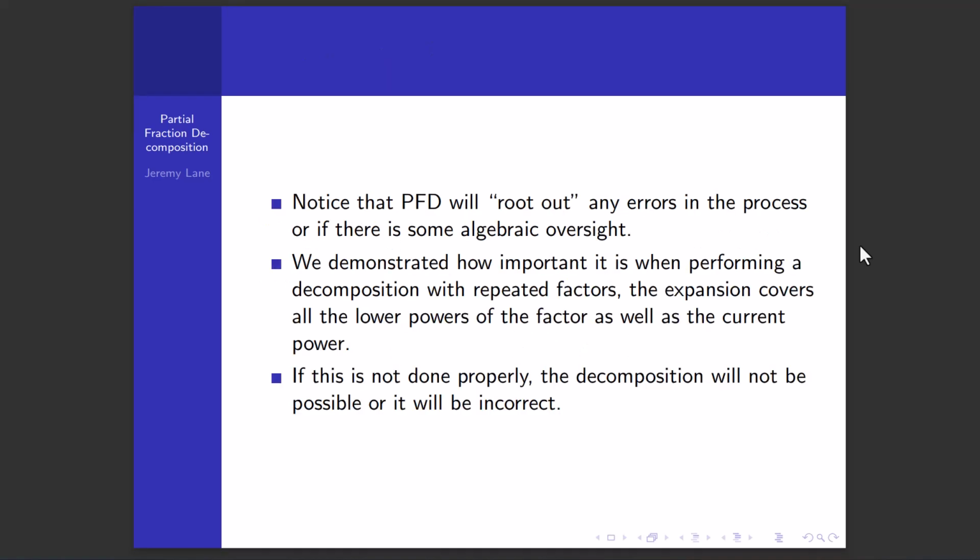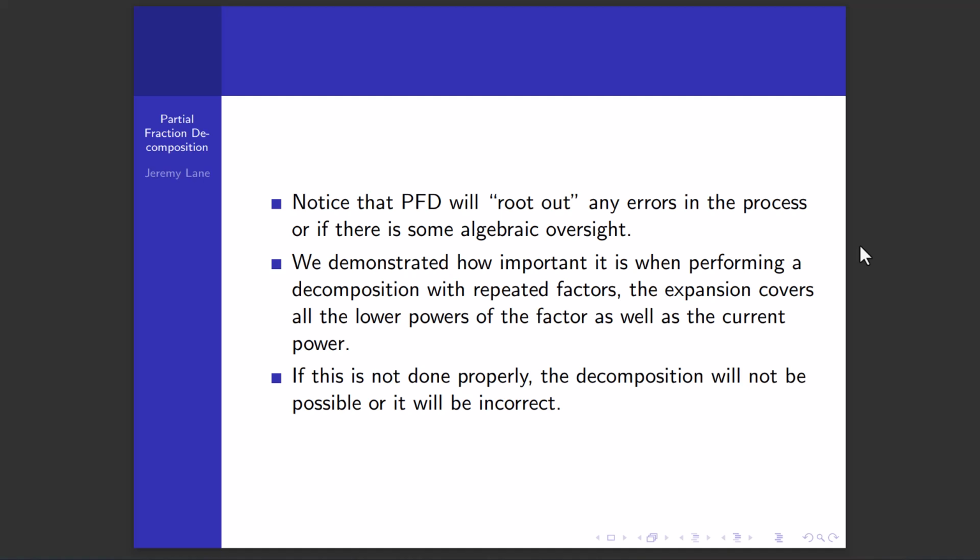So notice that partial fraction decomposition does root out any errors in the process, or if there's some algebraic oversight, such as not reducing the fractions down before you form the system. This also demonstrates how important it is, when performing the decomposition with repeated factors, that the expansion covers all the lower powers of the factors as well as the current power. If this is not done properly, the decomposition template, when you go to reform the system, is going to tell you that something is wrong. Either there'll be an inconsistent system, there'll be answers that don't make sense, or something like that.